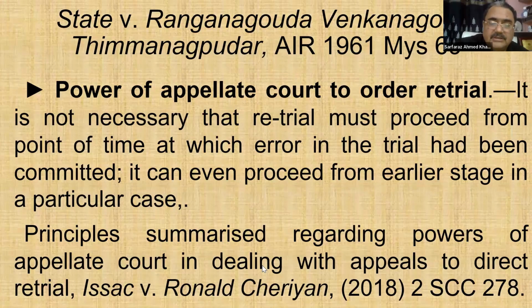So there are many occasions when trial court orders are changed by the superior court and they can convict. In an appeal proceeding, the court has all power. In the case of State versus Ranga Nagoda, the court says it is not necessary that a retrial must proceed from the point of time at which the error in the trial has been committed. It can even proceed from an earlier stage in the particular case. The court has summarized this principle about the appellate court's power in dealing with an appeal in Isaac versus Ronald, etc.